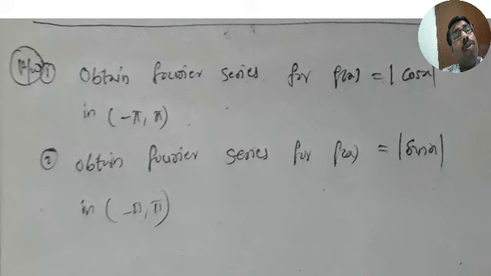So first of all you have to look at the interval minus pi to pi and then the function. Here the interval is minus pi to pi and the function is modulus. Therefore it is an even function on minus pi to pi. Therefore you can apply the even Fourier series for an even function. There only a0 and an terms, no bn term. And if it is odd on the interval minus pi to pi, only bn and no a0 and an. So that is your homework.